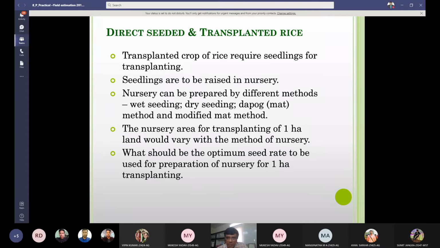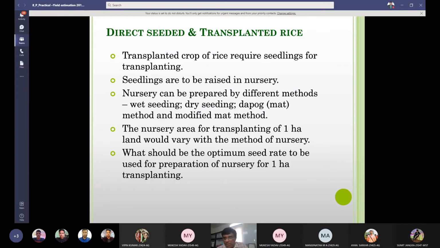Suppose you are raising your nursery, then how much seed is required? You need to do a calculation. As far as the area of nursery is concerned, normally it is 1/10 of the transplanting area. Suppose you are transplanting in 10 units of land, then 1 unit of that land will be enough to raise the nursery. The nursery area for transplanting 1 hectare would vary with the method of nursery. Generally, in dry, direct seeded nurseries, you need more area than the wet method or wet seeding.